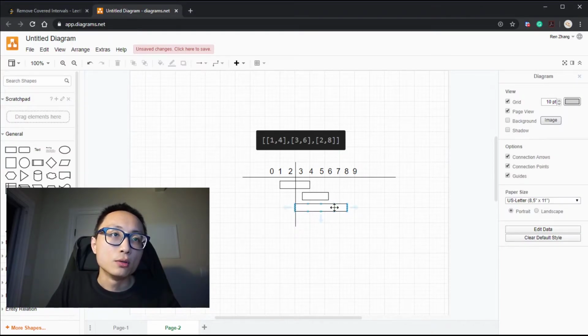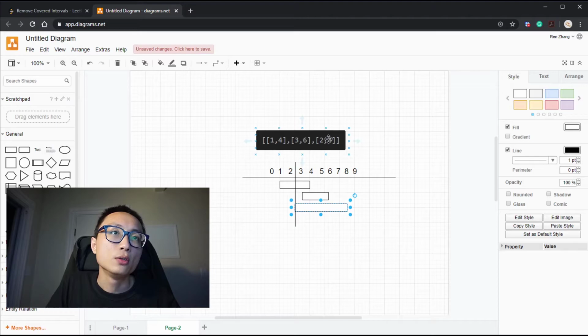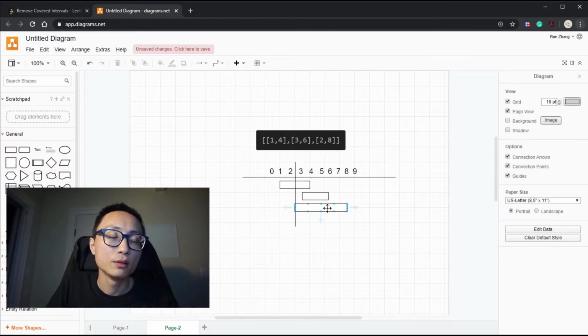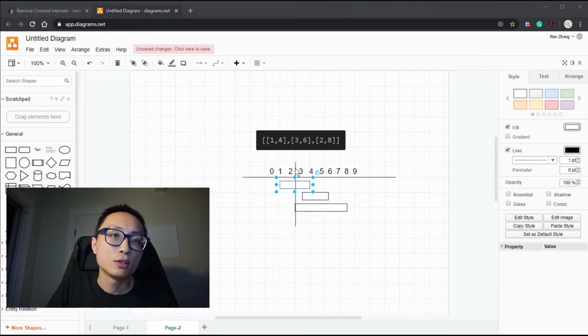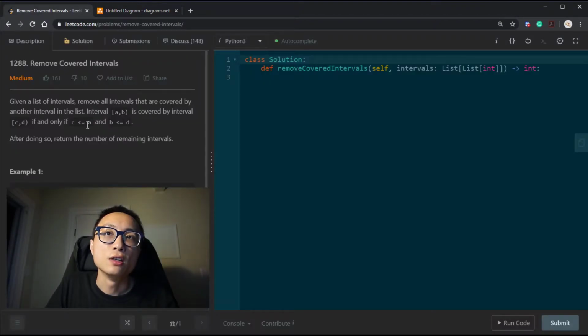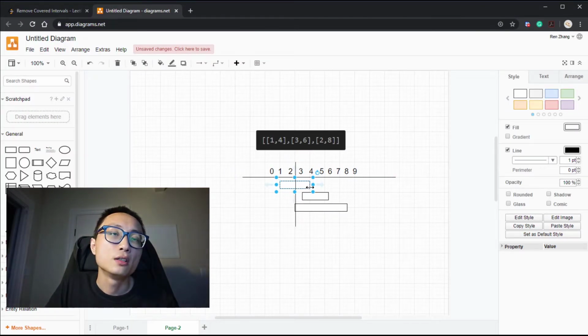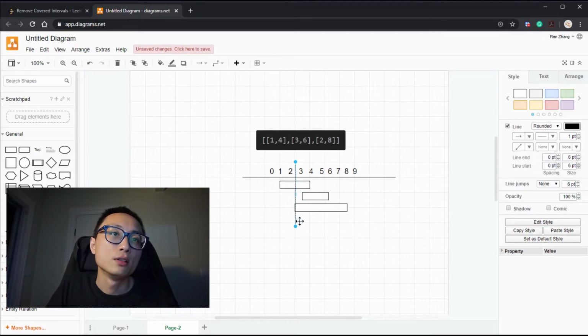The only thing that we need to do right now to determine whether this 2, 8 is covered by 1, 4 or some other prior interval is to see the right-hand side. So 2, 8 ends at 8, but among the prior intervals, all those that satisfy the condition C is less than or equal to A, the only right-hand side we now have is 4. Since 4 is less than 8, we can conclude that 2, 8 is not covered by any prior interval we have seen. So the next step is to move this line further towards the right.